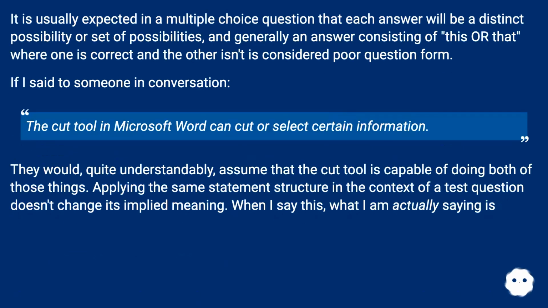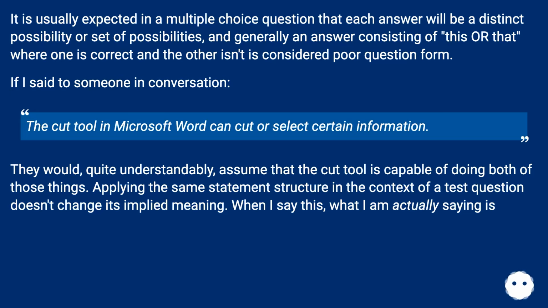It is usually expected in a multiple-choice question that each answer will be a distinct possibility or set of possibilities, and generally an answer consisting of this or that, where one is correct and the other isn't, is considered poor question form. If I said to someone in conversation, "The cut tool in Microsoft Word can cut or select certain information," they would, quite understandably, assume that the cut tool is capable of doing both of those things. Applying the same statement structure in the context of a test question doesn't change its implied meaning.